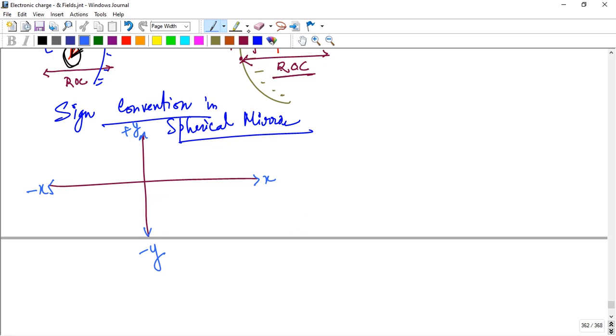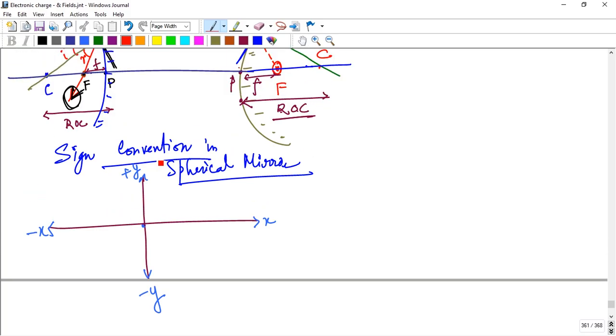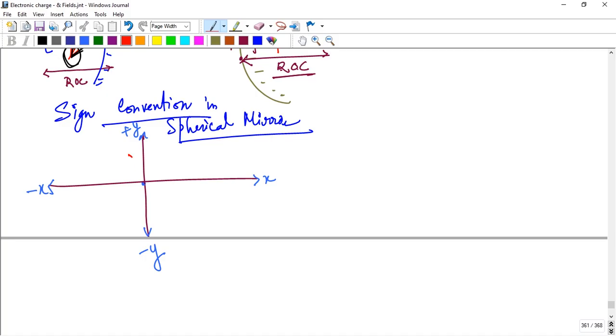Now at the origin point we place, suppose, a concave mirror. So place a concave mirror at the origin. So the pole and the origin are the same point. And suppose the object is placed here. Here you place an object.